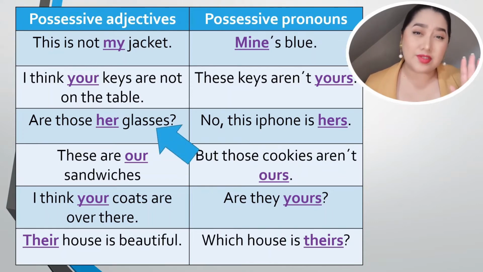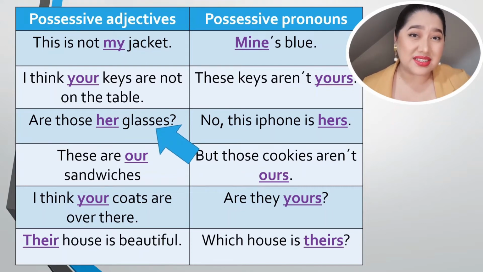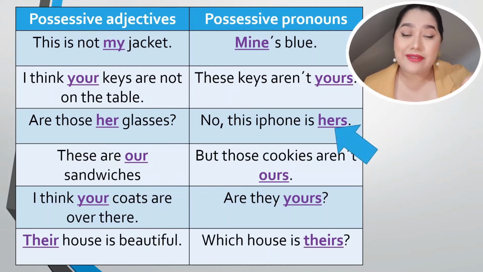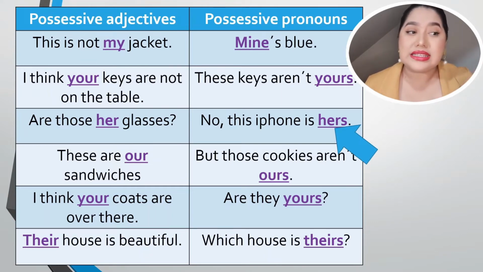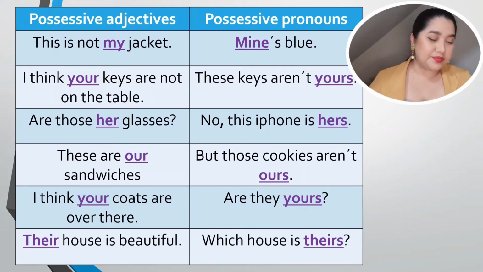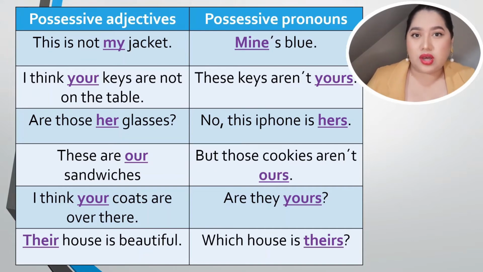Let's see the third example. Here we have, are those her glasses? Her is a possessive adjective. Her glasses. But what happens if I say, no, this iPhone is hers? Hers. This is a possessive pronoun for a woman. So what happened here? Well, we knew we were talking about an iPhone, the cell phone. So we don't repeat the information one more time. We only use the possessive pronouns. This is important. Remember, we can replace a possessive adjective plus a noun by a possessive pronoun.